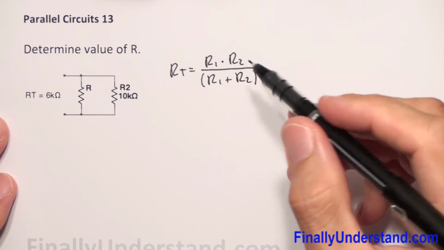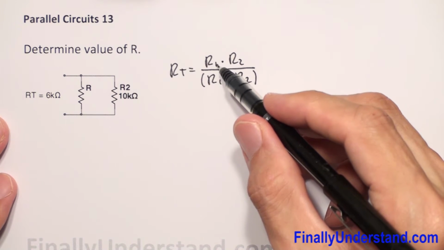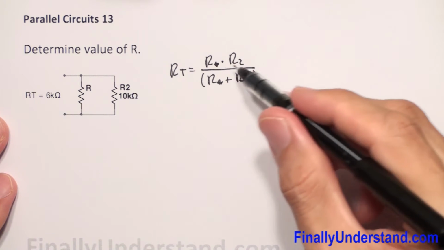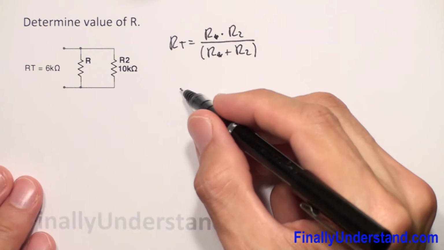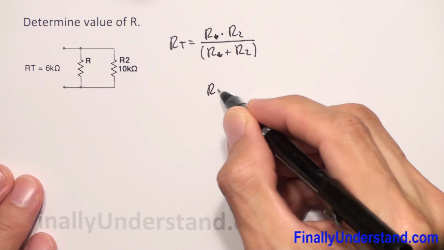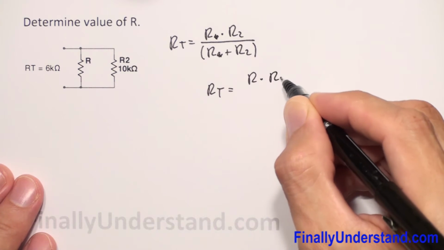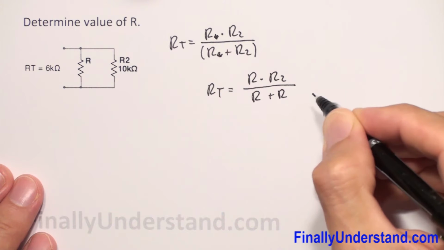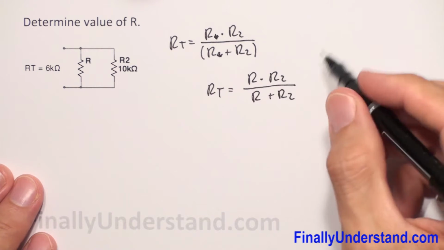But please notice that instead of R1, I just simply wrote R. So this is basically my R. I have to solve this formula for R. What do I have to do? Let me copy this down again. So if R total is equal to R times R2 over R plus R2, I have to first eliminate the fraction.